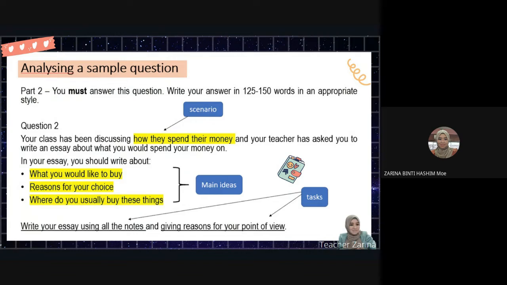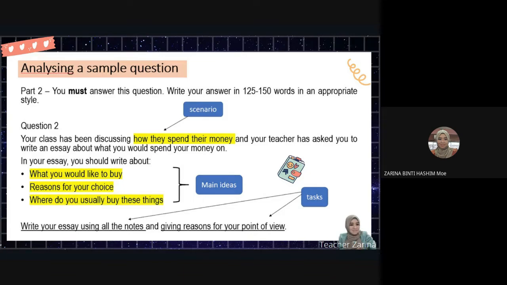So this is your question. Question number 2. Your class has been discussing how they spend their money, and your teacher has asked you to write an essay about what you would spend your money on.